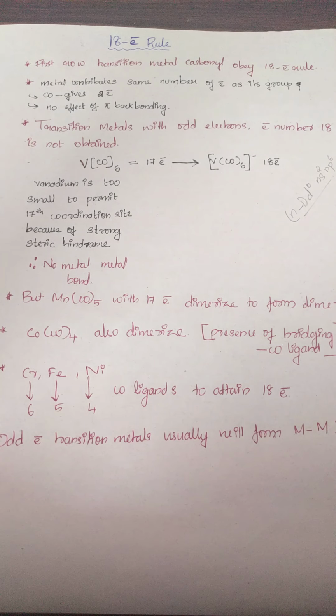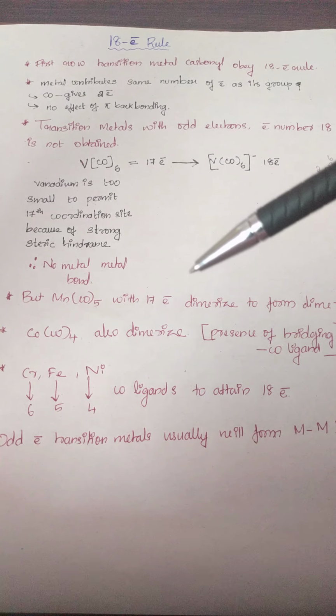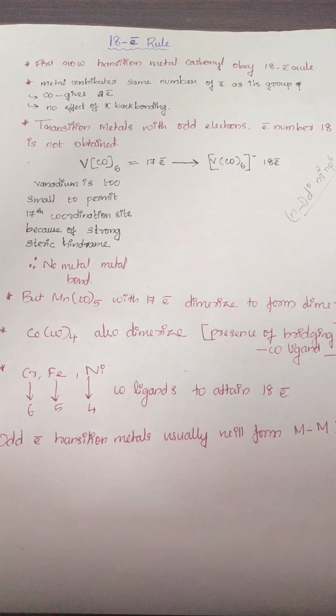In contrast, the 5 coordinate species has more space available to make a metal-metal bond. In the case of Mn(CO)5, it is a 17 electron species, and it will be able to dimerize. So each Mn will have 18 electrons. That is because of the unpaired electron in each 5 coordinate species.